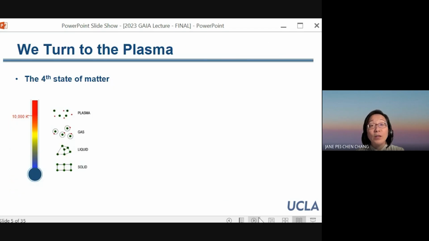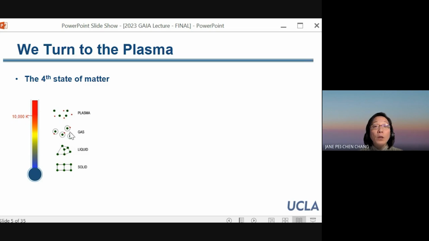Okay, this is when we turn to plasma. For those of you who might not be familiar with plasma, let me just explain this by saying that plasma can be considered as the fourth state of matter. We are very familiar with the three states of matter, right? If you take an ice cube, you heat it up, we have water, liquid state. If you heat it up further, you have the steam. That's the water vapor, as in the gas phase. And we know water boils at 100 degrees C.